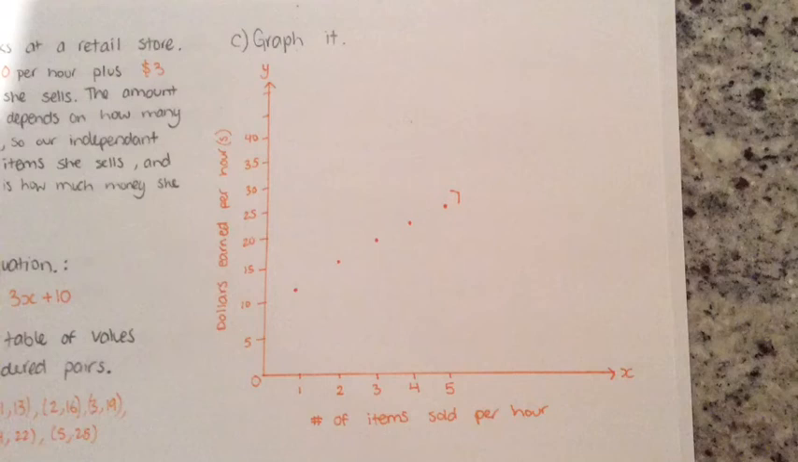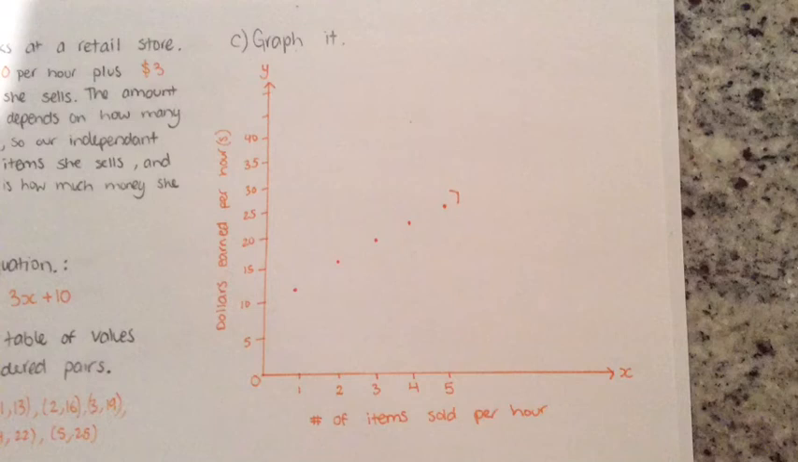Now let's go over our third question, to graph it. Our independent variable is x and our dependent variable is y. On the x-axis, you should have number of items sold per hour. I chose to jump 1 each time. So you put 1, 2, 3, 4, and 5 on there separately. I put a centimeter between each space.